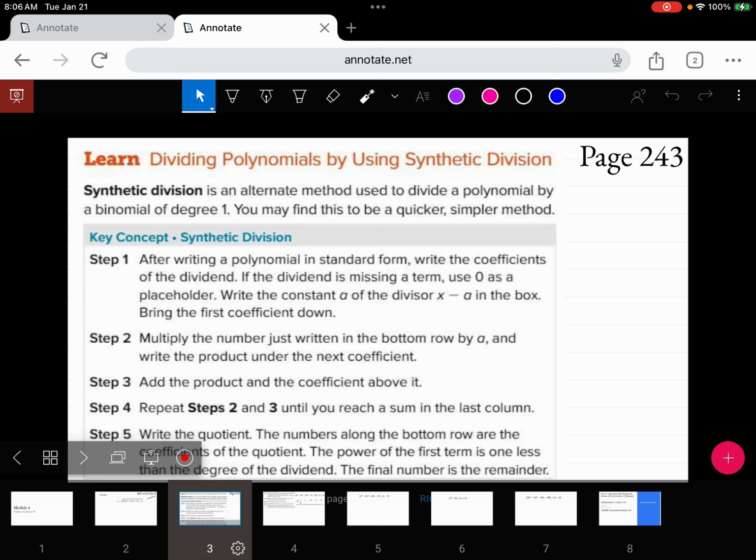So I'm going to show you a shortcut method that we can use a lot of times, not necessarily every time, instead of long division. And we'll talk more specifically about when we might want to use long division versus when we might use this shortcut method called synthetic division. And that'll be mostly what we focus on Thursday.